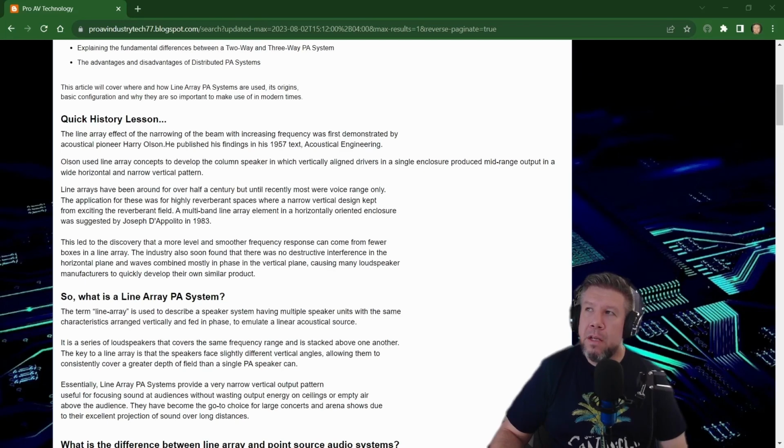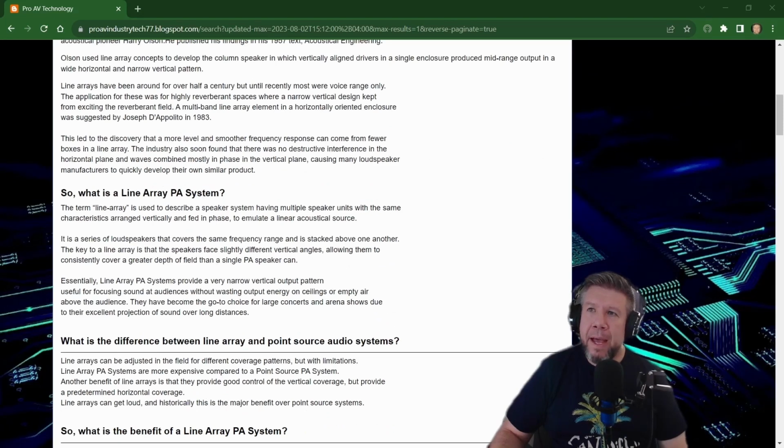I'll go through a quick history lesson here with regards to where line array systems originate from and what a line array system is. The term line array is used to describe a speaker system having multiple speaker units with the same characteristics arranged vertically and fed in phase to emulate a linear acoustical source. It is a series of loudspeakers that cover the same frequency range and are stacked above one another. The key to a line array is that the speakers face slightly different vertical angles, allowing them to consistently cover a greater depth of field than a single PA speaker can.